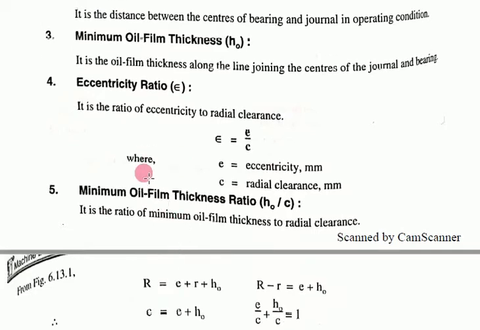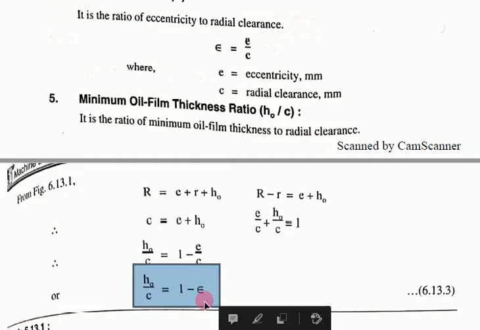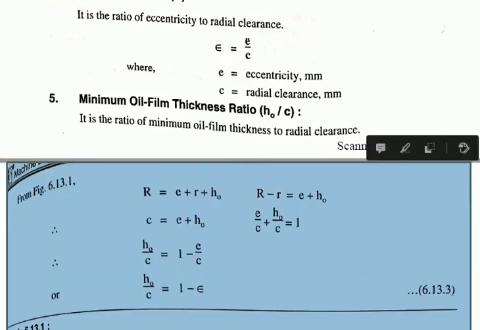So let us revise all things. Eccentricity ratio, epsilon, is equal to small e upon capital C. So small e is the eccentricity and C is the radial clearance. Then the minimum oil film thickness ratio h0 by C is equal to 1 minus epsilon. Okay, but how does it come?